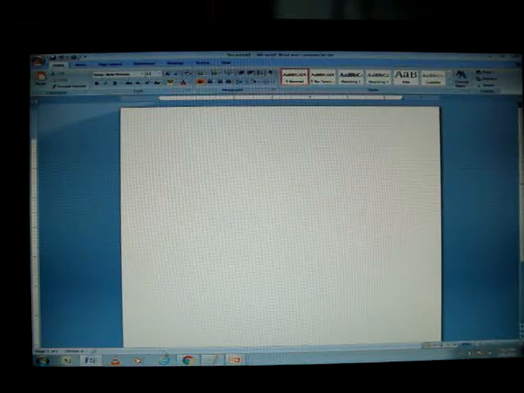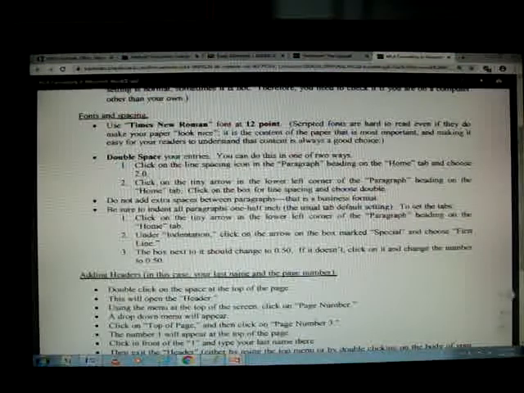Next thing you're going to check, make sure you're in double space. You want to make sure that you don't have extra space being added between paragraphs. Now this is tricky.